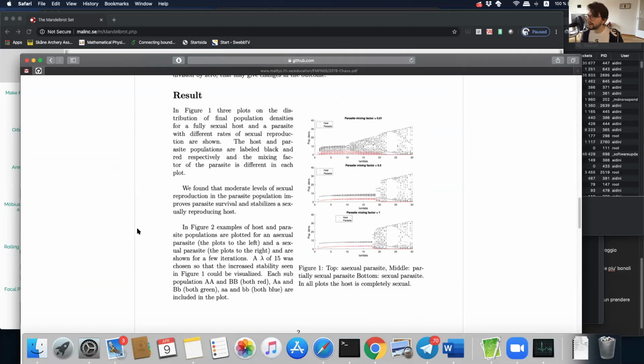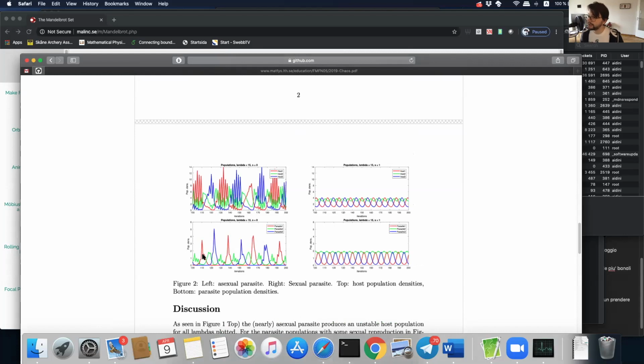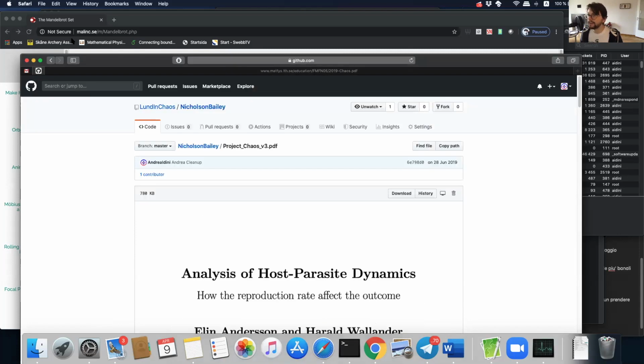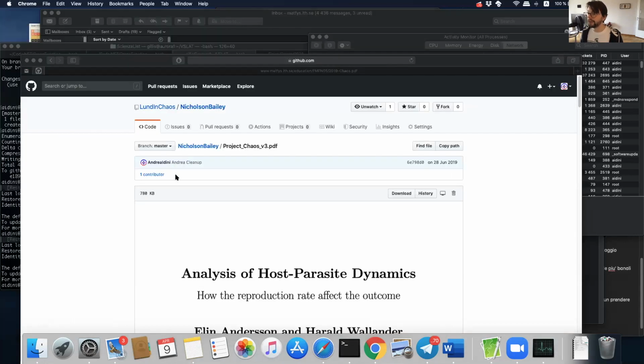So this was a very nice study of the parasite host behavior that I was telling you. So now you have sexual reproduction of hosts, and you have different species of hosts and different species of parasites. And as you can see, you have this very complicated dynamics. And if you introduce more and more phenotypical mixing, you stabilize the population of the host and of the parasite. So these are the results, and it's a nice thing. And you have your code that generates everything related to the project.